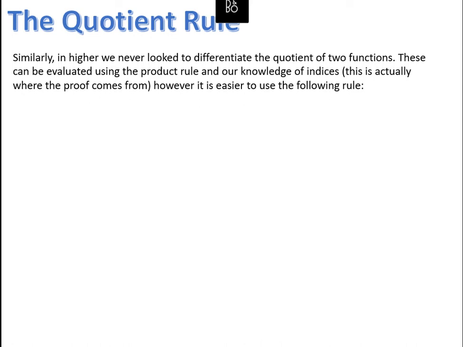So having looked at the product rule, which is when we take two functions and multiply them together, we're going to now look at the quotient rule, which is obviously when we divide two functions by one another. Okay, so it's a different rule entirely, and again, we could have looked at it in higher, but obviously it's a little bit more difficult, so we've saved it for advanced higher.